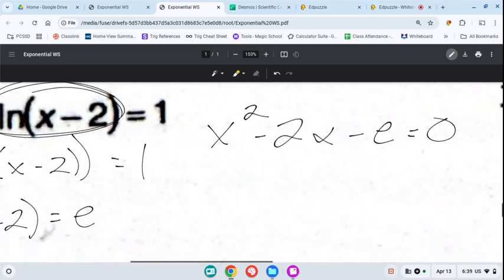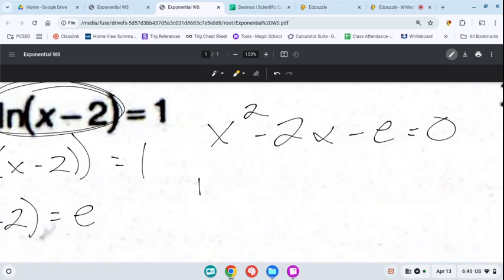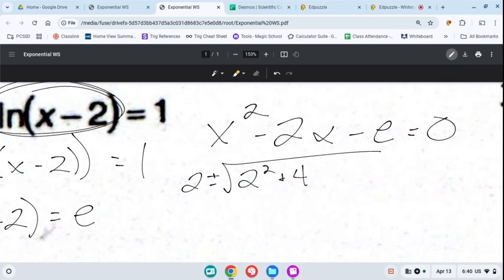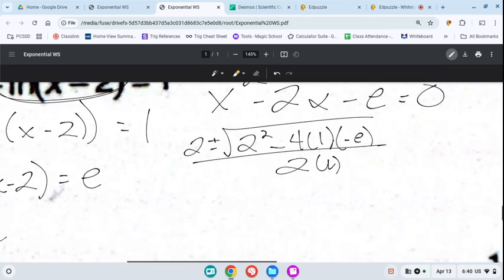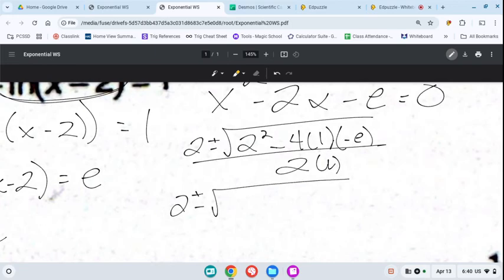That's going to be set up like, 2, let me go back, 2 plus or minus the square root of 2 squared, not plus 4, I know this equation, minus 4 times negative e, over 2 times 1. So now I have 2 plus or minus the square root of 4 minus 4, negative 4 times negative e is going to be plus 4e, over 2.